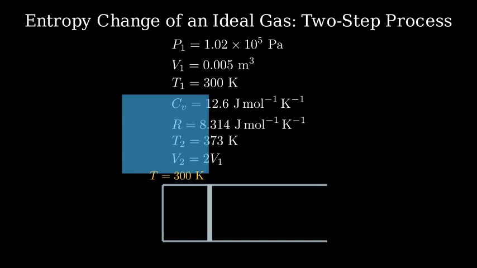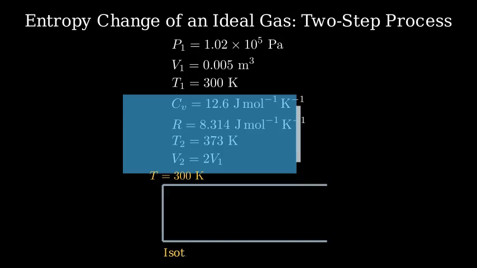To build intuition, let us see a piston cylinder model. On the left is a closed cylinder. The gas is in blue. The piston is the gray plate. Stage 1, isothermal expansion at 300 Kelvin. The piston moves to the right and the gas volume doubles while the temperature stays the same.